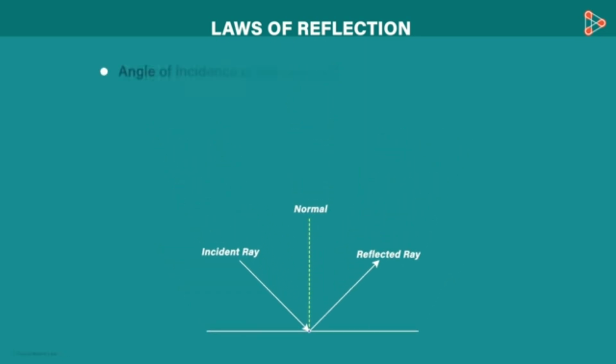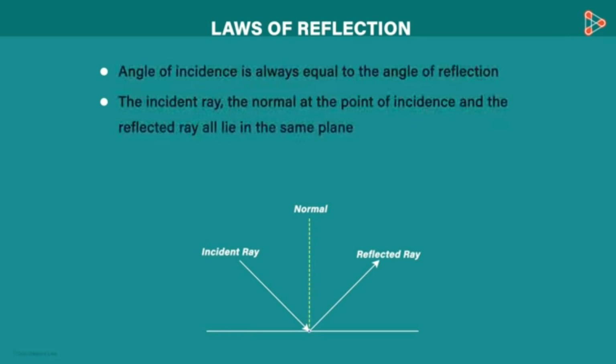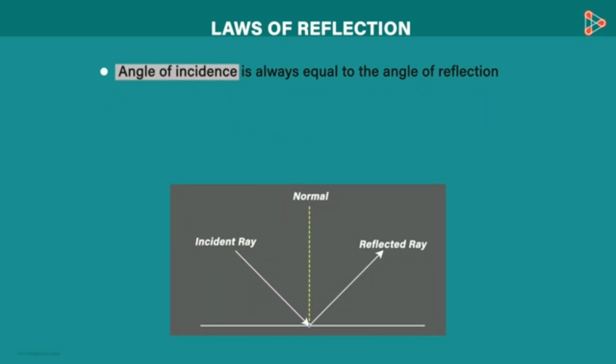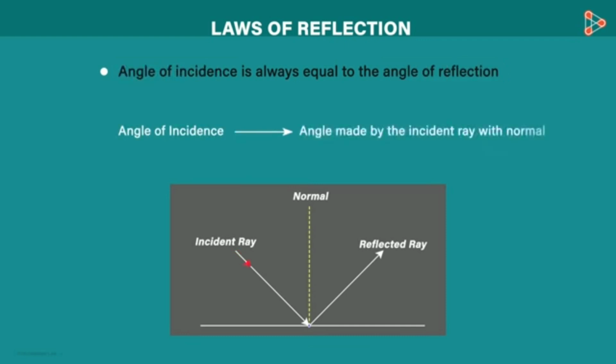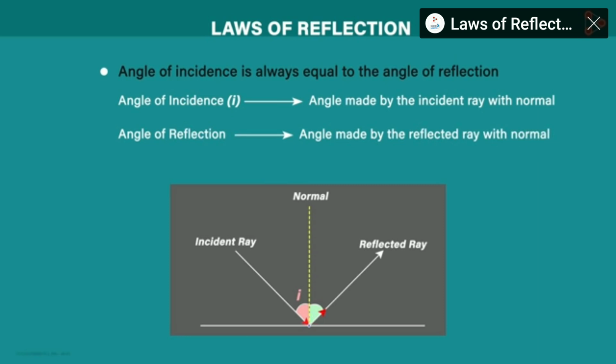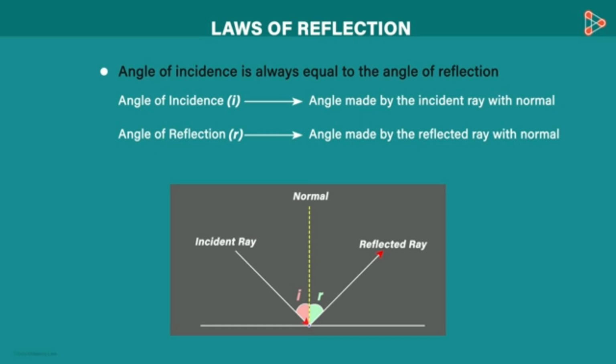Here are the two laws of reflection that any light ray obeys. To understand the first one, we first need to know what angle of incidence and angle of reflection are. The angle of incidence is the angle made by the incident ray with the normal. It is denoted by I. The angle of reflection is the angle made by the reflected ray with the normal. It is denoted by R. So our first law says that the angle of incidence is always equal to the angle of reflection. I is equal to R.